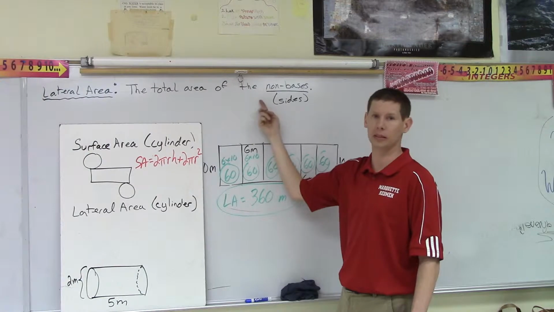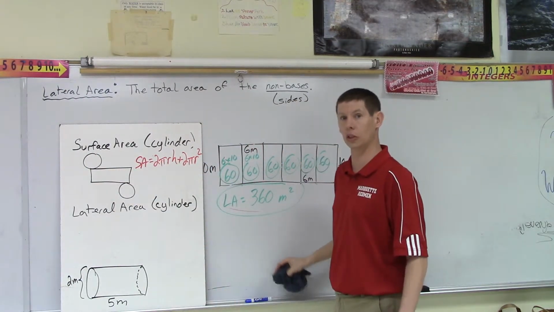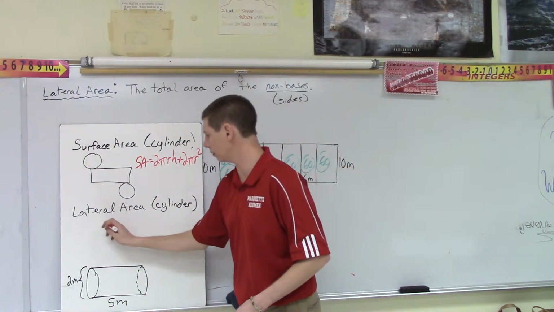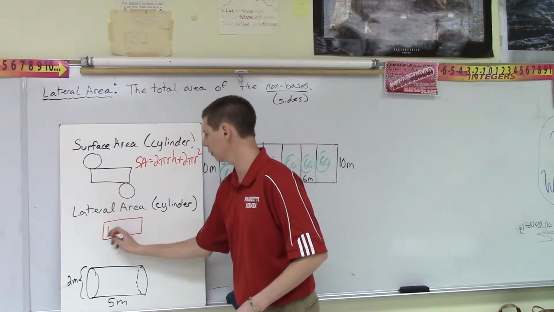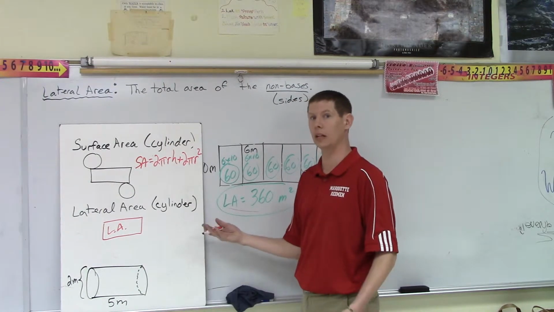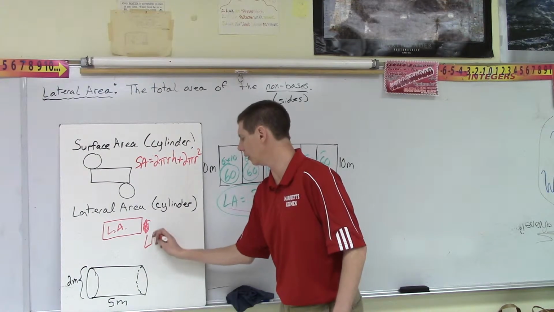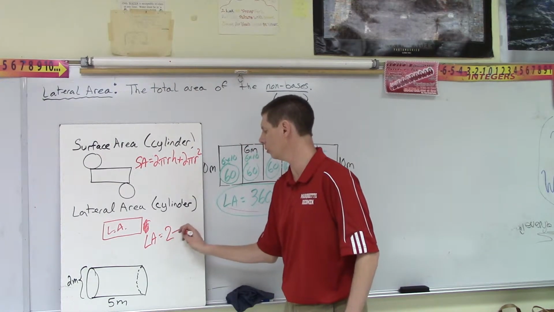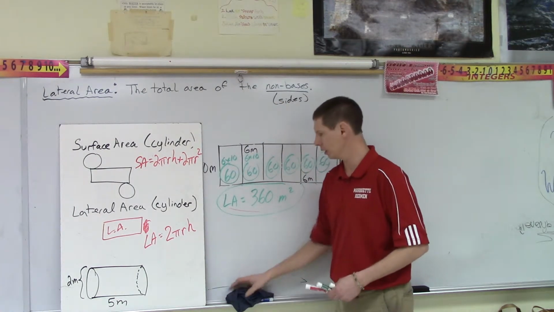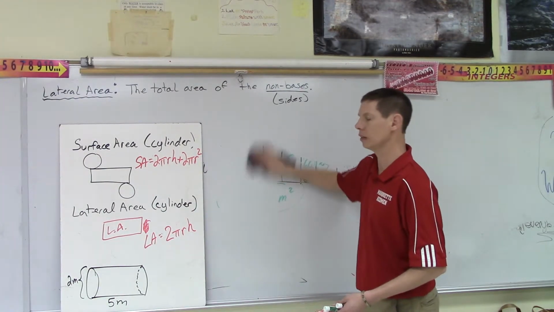And the lateral area is just like lateral area for a prism. We don't include the bases. So if you think about, hey, this is a surface area, 2 circles in that rectangle, the lateral area is just the rectangular part. And so our formula for lateral area is also quite simple. We'll say lateral area equals 2 pi r h. And we can use those 2 formulas to come up with the answers to any problem.